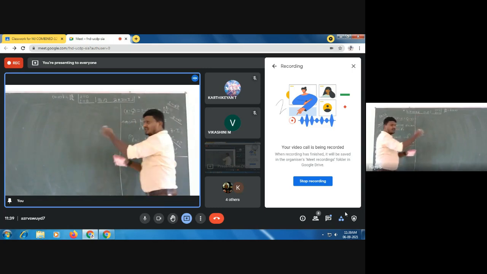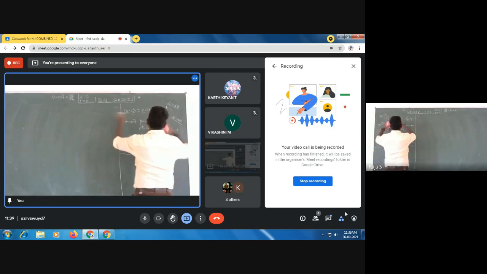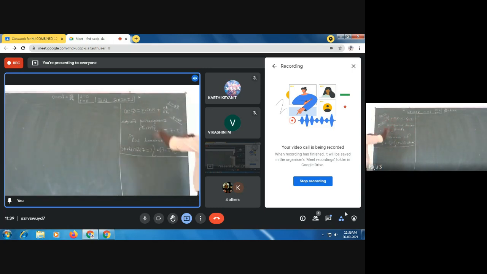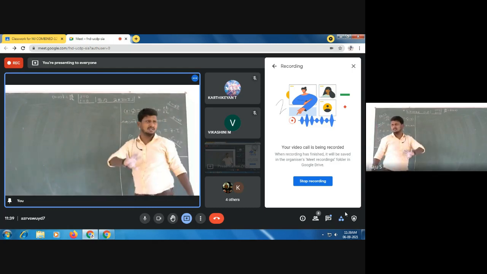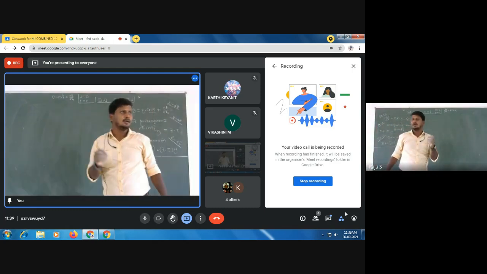Linear in x is different. Linear in x means just interchange the variables. In place of y, take x, and in place of x, take y, entirely. That is linear in x. We don't want that.